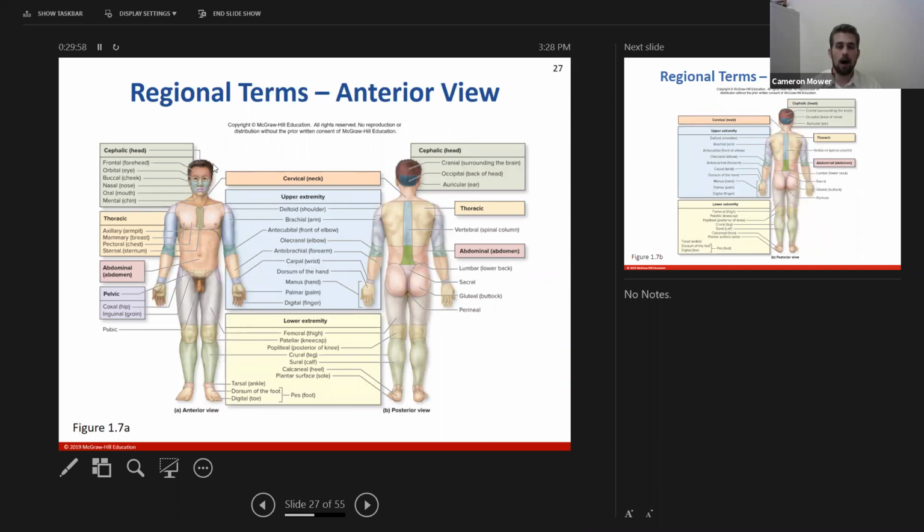Cervical, cephalic, thoracic, abdominal, pelvic. And then within the cephalic, I'm going to have the frontal region, the orbital region, the buccal, the nasal, the oral, the mental. All of those terms you guys will probably use at some point in a career in the medical field. And so this is a good picture to study and look at. But I'm probably really only going to be using things like cephalic, thoracic, abdominal, pelvic, and then some of these lower extremities.